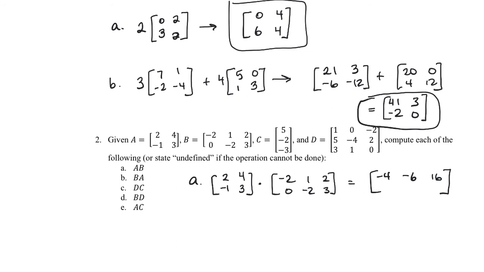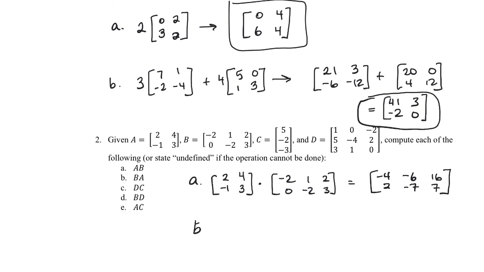This entry is row 2, column 1, so row 2, column 1. Negative 1 times negative 2 is 2. 3 times 0 is 0. 2 plus 0 is 2. This entry is row 2, column 2, so we need row 2, column 2. Negative 1 times 1 is negative 1. 3 times negative 2 is negative 6. Negative 1 plus negative 6 is negative 7. This entry is row 2, column 3. Negative 1 times 2 is negative 2. 3 times 3 is 9. Negative 2 plus 9 is 7.